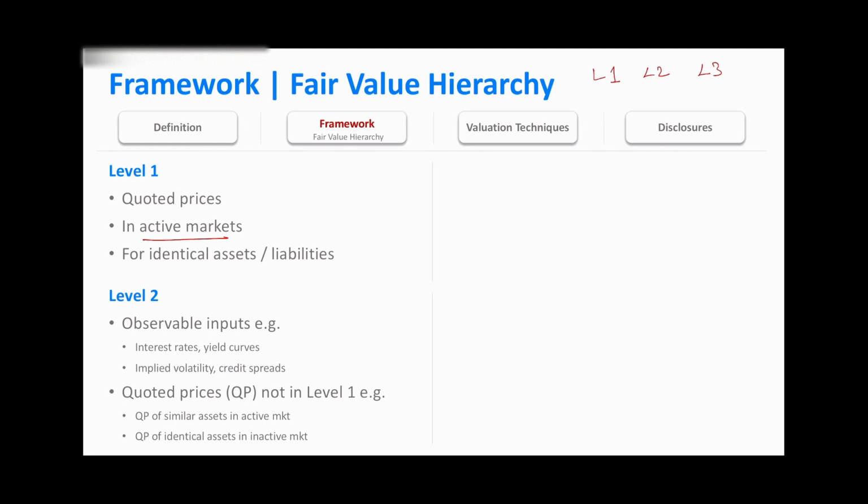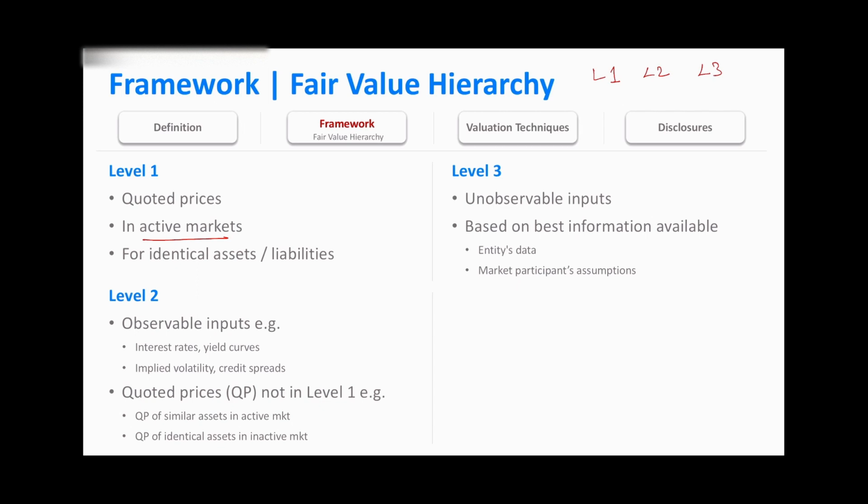They'll fall under level 2. And finally, level 3. Level 3 is where there are no observable inputs. When there are unobservable inputs, the assets or liabilities are categorized as level 3. This is generally based on the best information available within the entity's knowledge or based on market participants' assumptions. Most or all of private equity investment valuations generally fall under level 3.